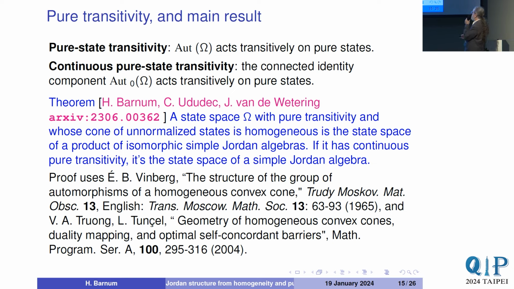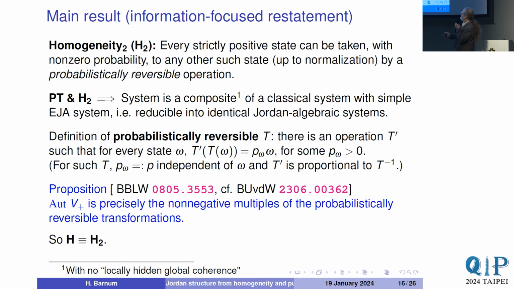If it has continuous pure transitivity, it's got to be the state space of a simple Jordan algebra because you can't get between classical sectors continuously in finite dimension anyway. And this all assumes finite dimension, by the way. The proof uses these two references. And really, Vinberg did most of the heavy lifting, I have to say, but it takes a while to understand his paper.